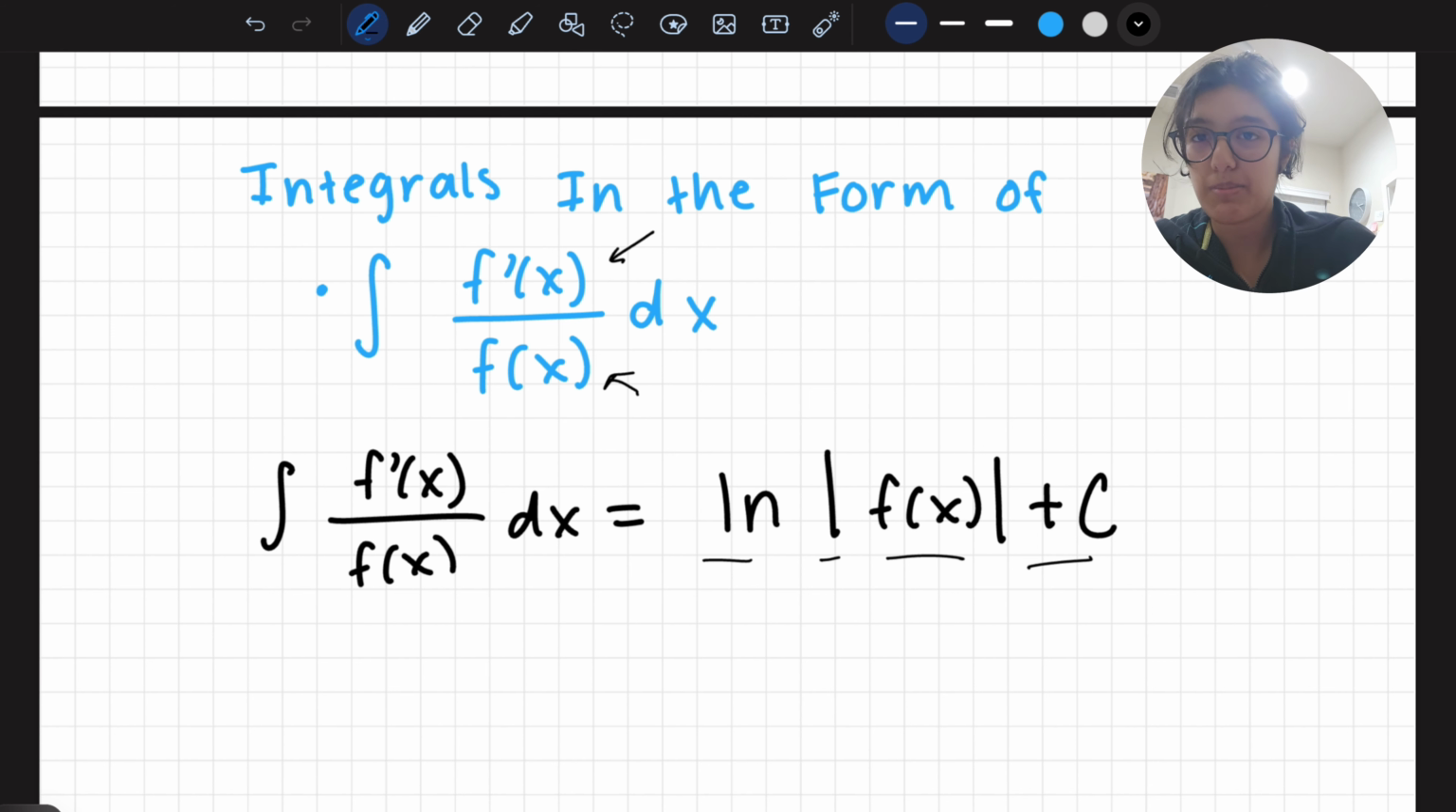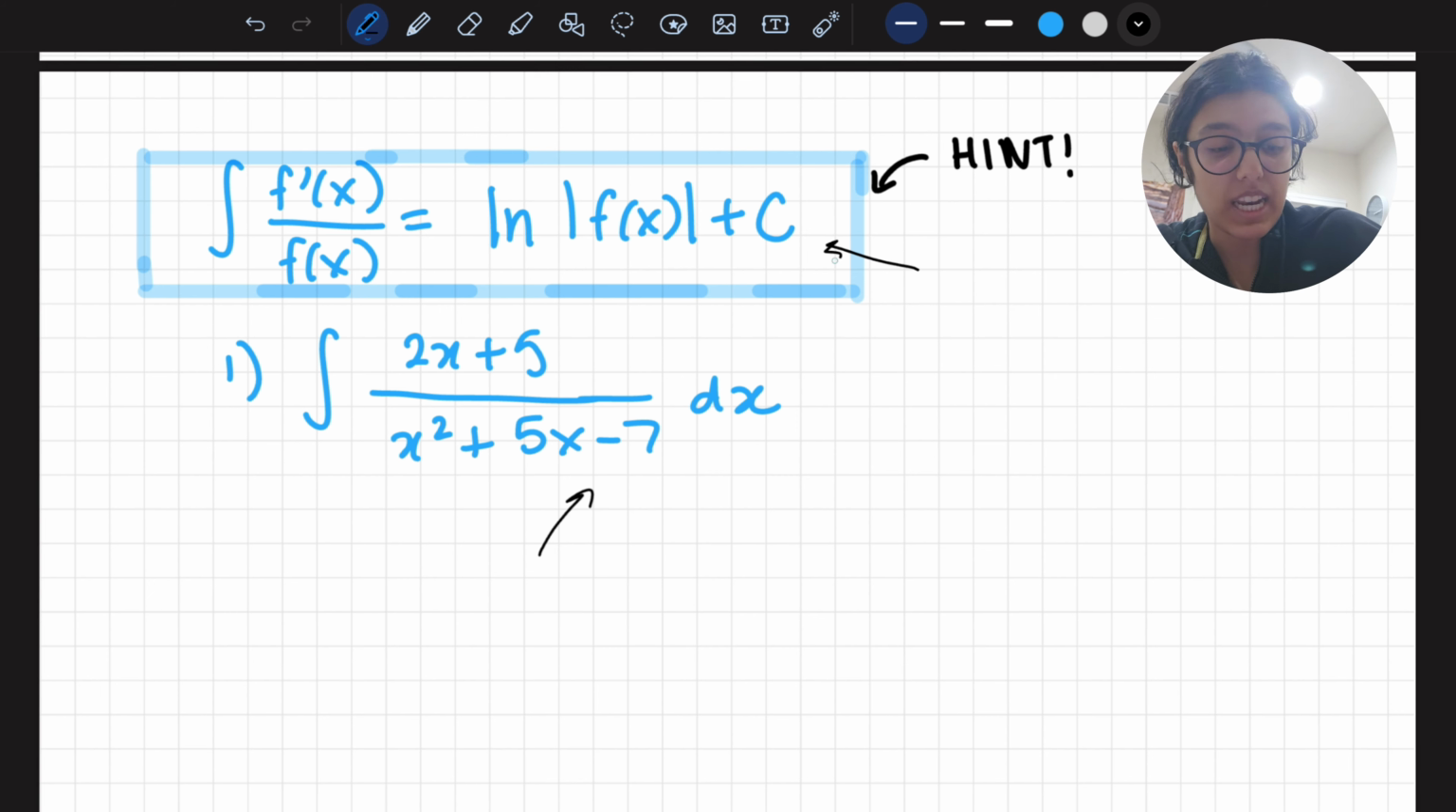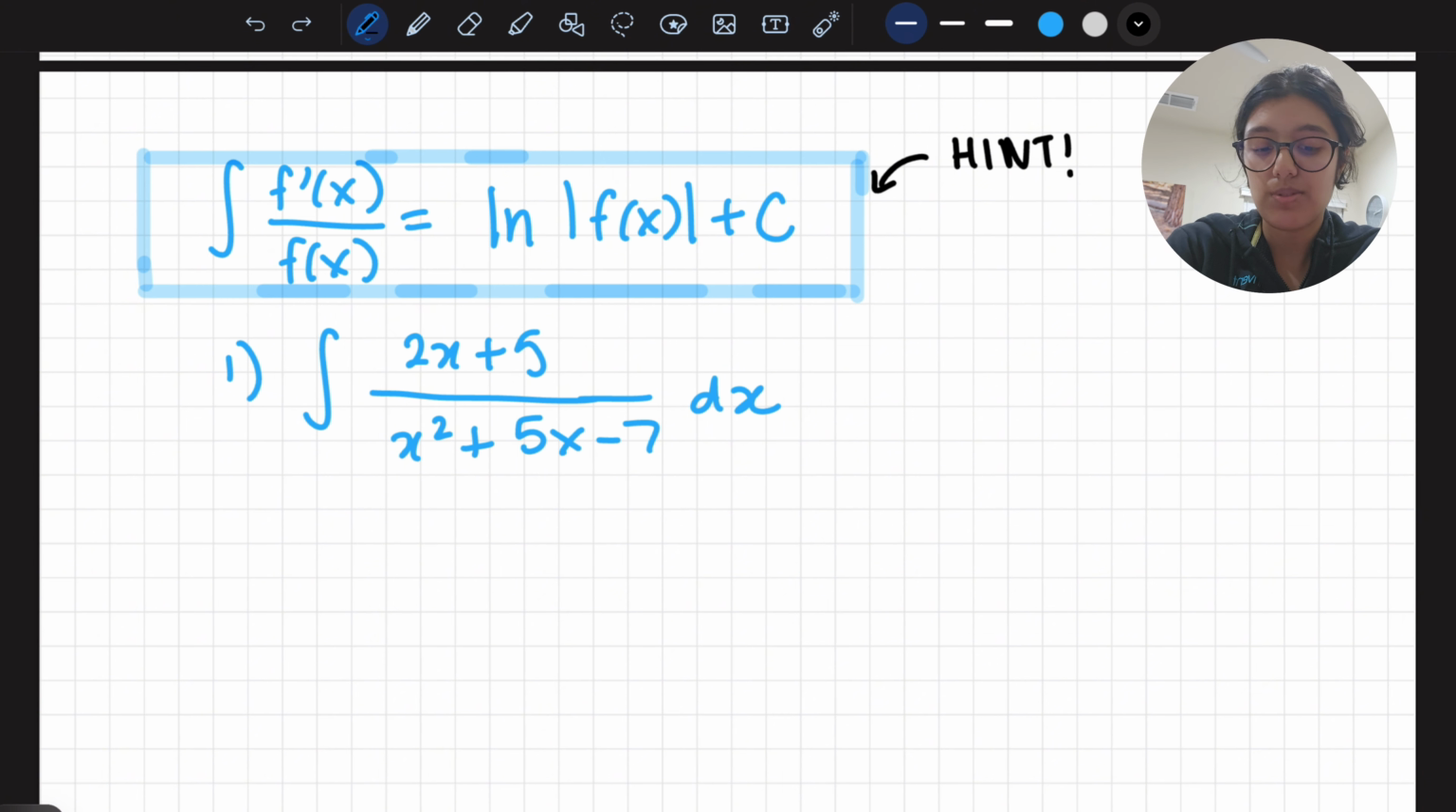So let's go right into the practice problems. Here is our first problem: integration of 2x plus 5 over x squared plus 5x minus 7 dx. When approaching these problems, it's also important to use u-substitution, because u-substitution will simplify this integral to a point where you can then apply this formula. So u-substitution is going to be extremely helpful in all of this. If you don't know how to apply u-substitution, feel free to check out my video. I will link it in one of the corners over here. But if you do know u-substitution, let's get on with this problem.